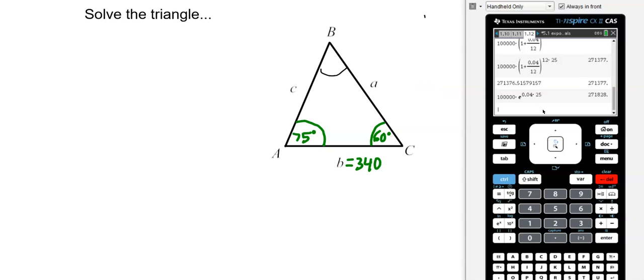So if you get your calculator out, you've done this before. 75 plus 60 is 135. If we take 180 and subtract that value, we get 45. So 45 must be the other angle. So even though they only gave us two, if they give you two angles of a triangle, you can pretty much figure out the third. And that's what we're going to do.